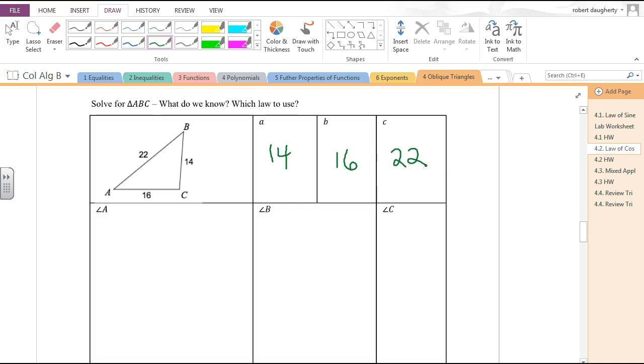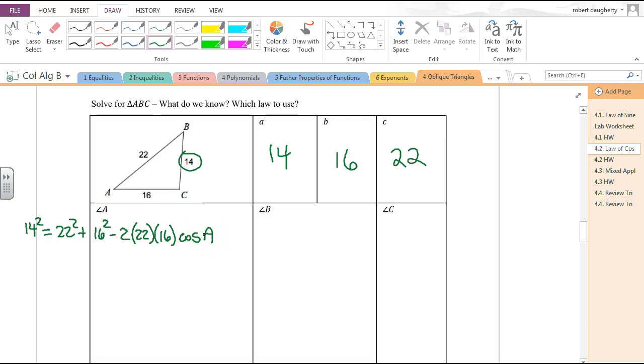So, let's solve for side A, okay? So, if I'm going to solve for side A, okay, with the law of cosine, just go to wherever the opposite side is, and that's what I'm going to start with, okay? So 14 squared equal. How do I do that with the law of cosine? What's it going to be? Yeah, 22 squared plus 16 squared minus what? 2 times 22 times 16 times the cosine of A.